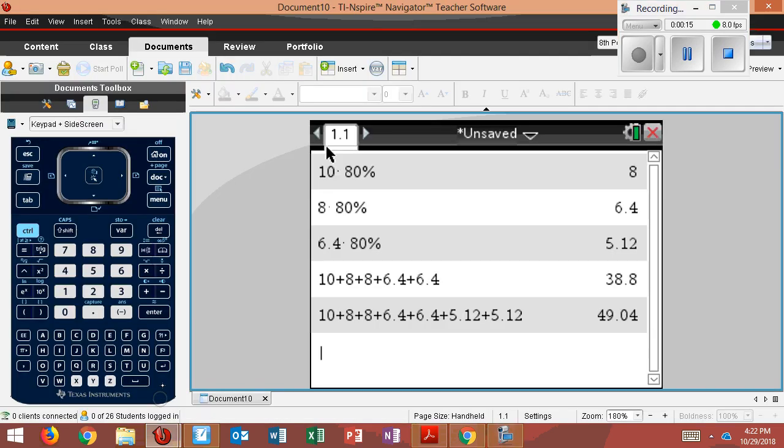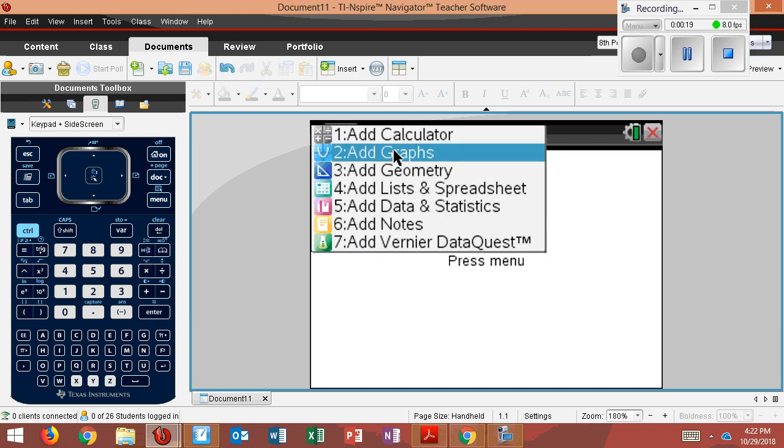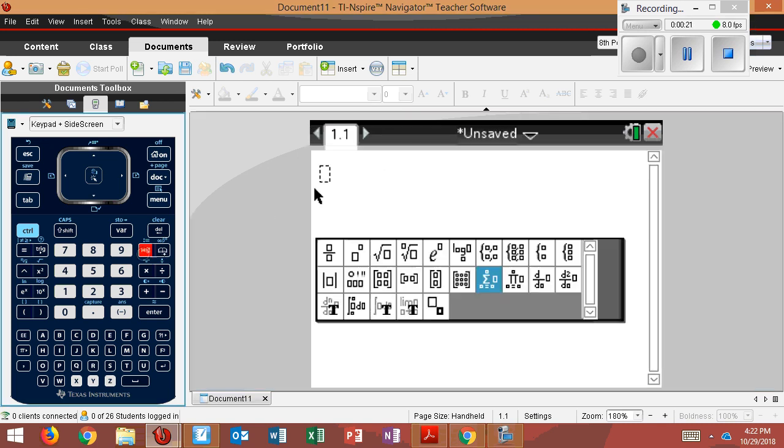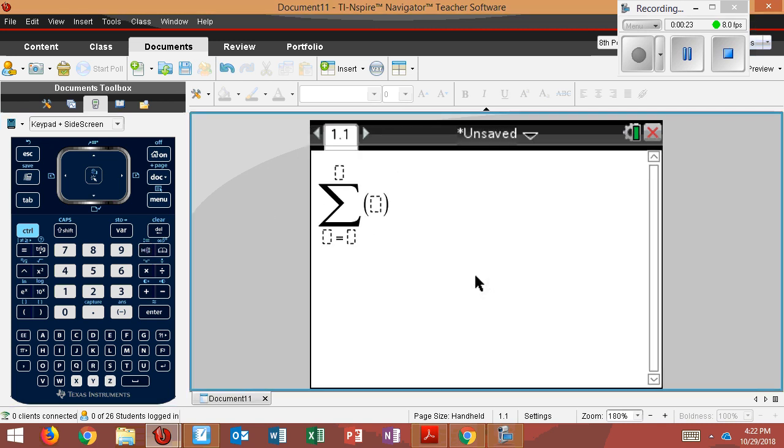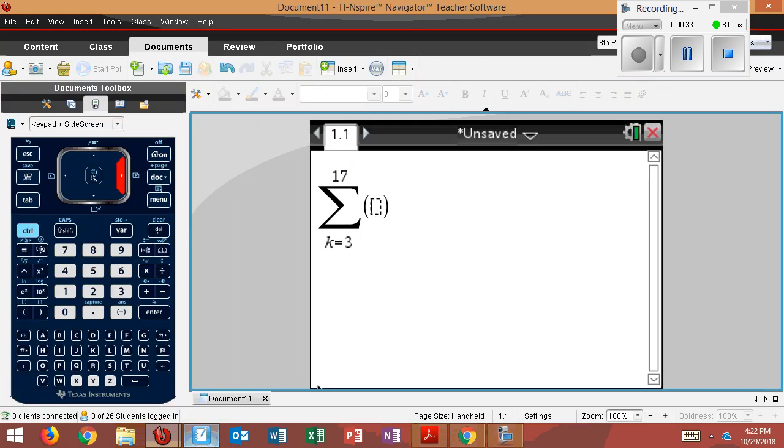We can do this pretty easily just by going to the calculator and typing it in. The sigma notation is next to the 9 button right here. We click sigma notation, and it was k equals 3, up to, not 17 terms, but rather the last k value is 17. And the value is 15k squared minus k cubed.